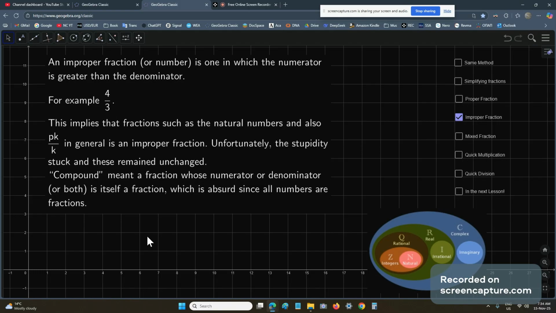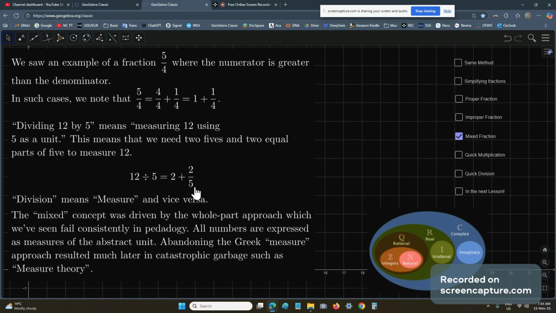So it's totally absurd and it's dropped out of usage, because probably they finally figured out they were stupid and they don't use it any longer. Then the mixed fraction came along, and this was explained also earlier, where you were confronted with what division means. Okay, division means measure and vice versa. So the mixed concept was driven by the whole part approach, which we've seen fail consistently in pedagogy.